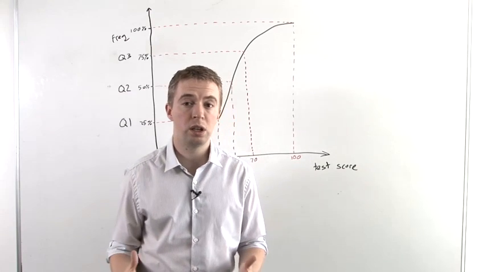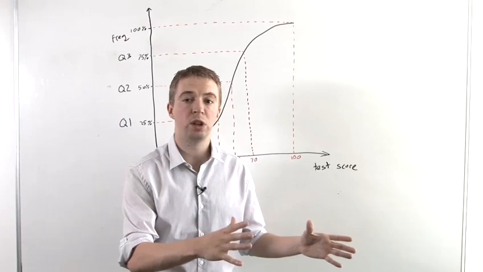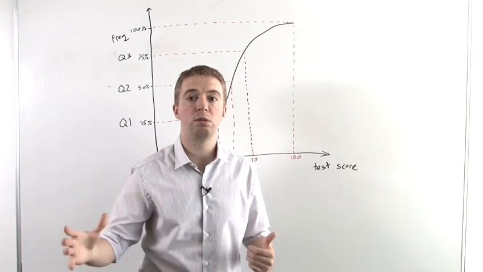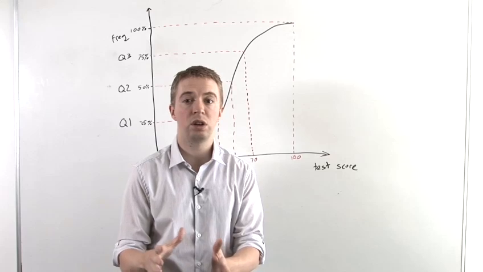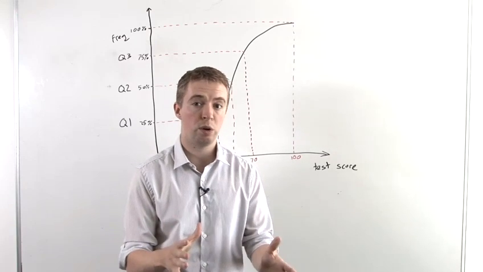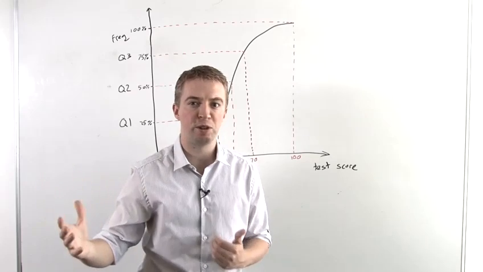So all percentile is, it's a way of grouping the scores. If you have an ordered number of scores, you can say the 25th percentile are those scores which are lower than 25% of the way through those scores.